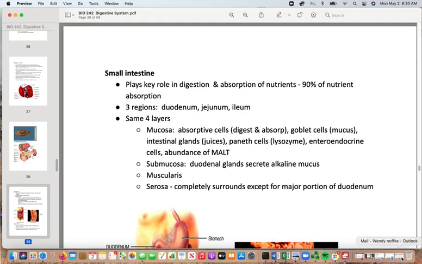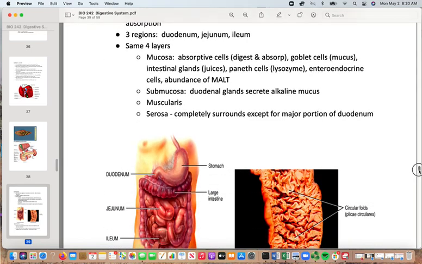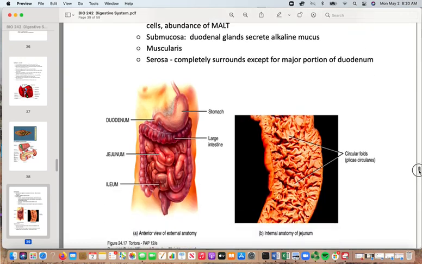The mucosa here is going to have a lot of absorptive cells because of the digestion and absorption function. Goblet cells to produce mucus, some intestinal glands, Paneth cells, they're going to produce lysozyme, and enteroendocrine cells, and more of the MALT, where you have the mucosa associated lymphatic tissue. So in your submucosa, you've got duodenal glands that are going to secrete your alkaline mucus. The muscularis, the serosa, is going to completely surround this except for a major part of the duodenum.